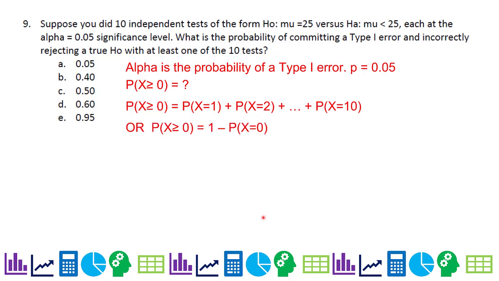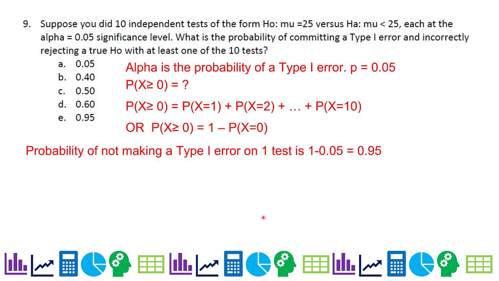Or you could say, hey, that's just 1 minus the probability of x being 0, no errors. So the probability of not making a type 1 error on one test, on one simple test, is 1 minus 0.05, or 0.95.